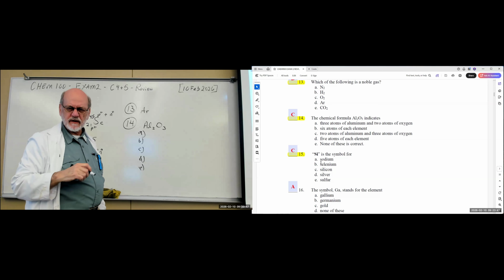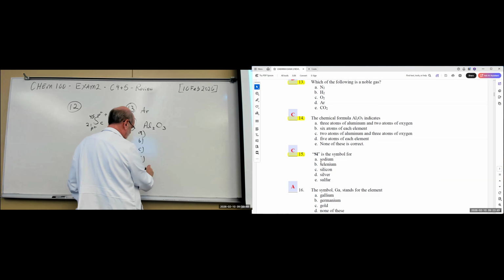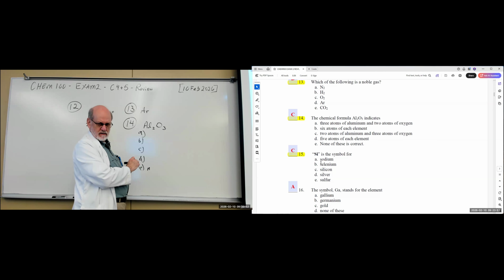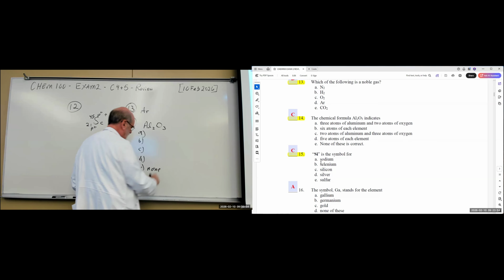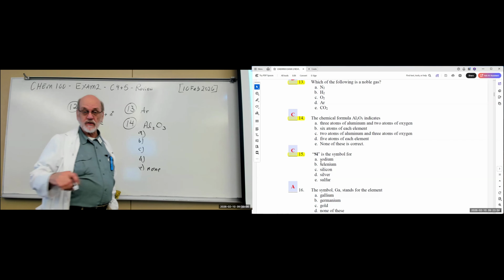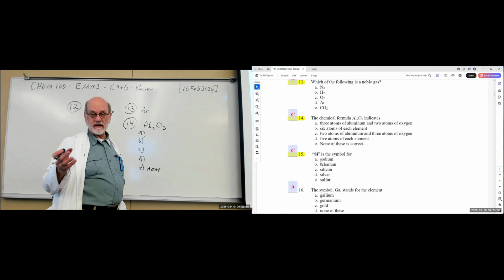Let's see, we got any squirrely ones in there? None of these is correct. Okay, so the last one, E, is none. None is correct. All right, so we look at the others and see if there is one correct, and then that automatically counts E out.